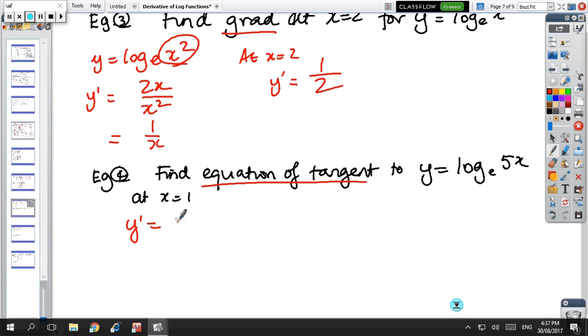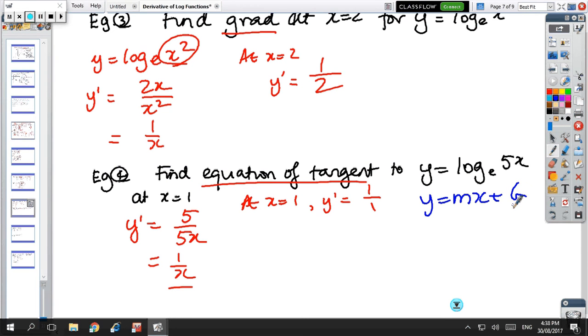Y dash will be equal to 5 over 5x, which again is 1 over x. At x equals 1, y dash equals 1 over 1. And eventually we have to sub it into y. We've got to have a y equals mx plus b answer. So we've got the derivative, we've got the x, so we need the y. So at x equals 1, y equals log e 5 times 1, which is log e 5, and just leave it like that.